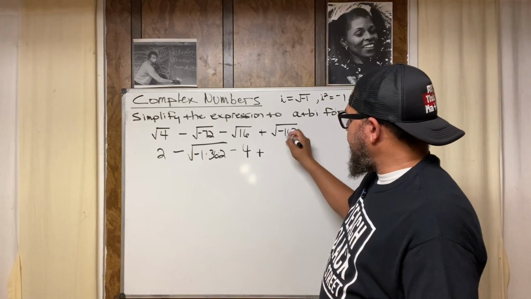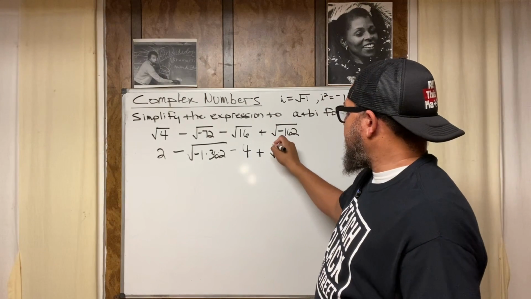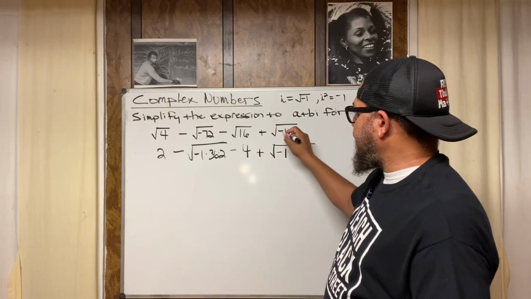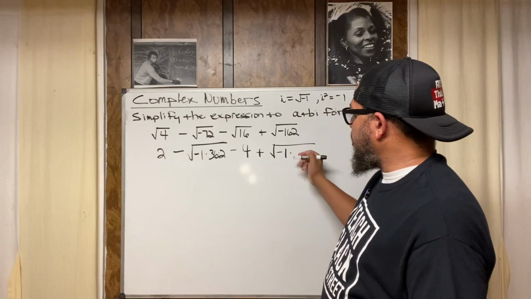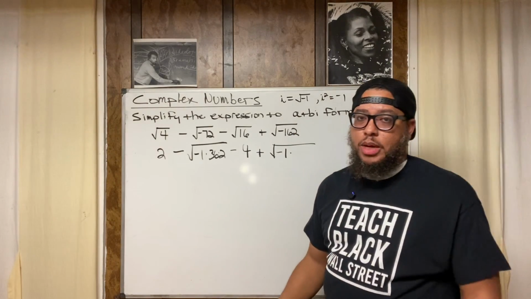Now I'm going to switch this up the way I switched this one up. I see a negative sign. Whenever I see a negative sign, I change it to a negative 1, which is going to be multiplied by the number. Now I have to ask myself the question. I'm a teacher.